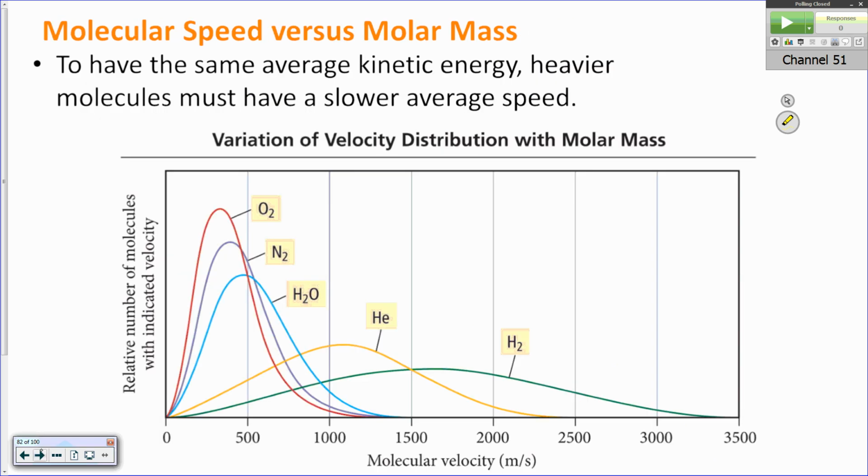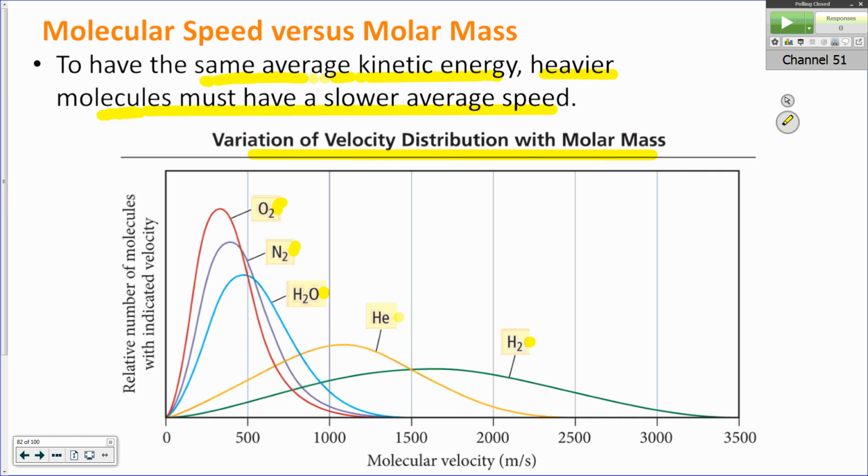So how can we see this? We know if the average kinetic energies are the same, heavier particles have got to slow down. So this is a speed distribution at a given temperature, and how these different gases change their velocity distributions as a function of their molar mass. Here the gases are oxygen, nitrogen, water molecules, helium, and hydrogen. And you can see that their speeds change greatly. This is actually a room temperature plot.